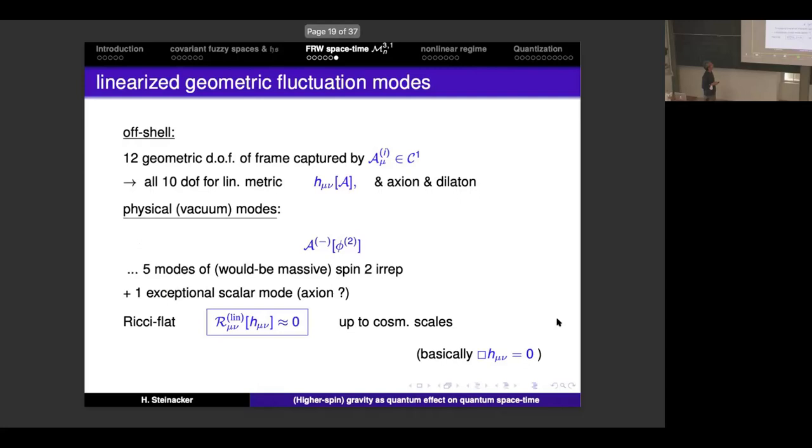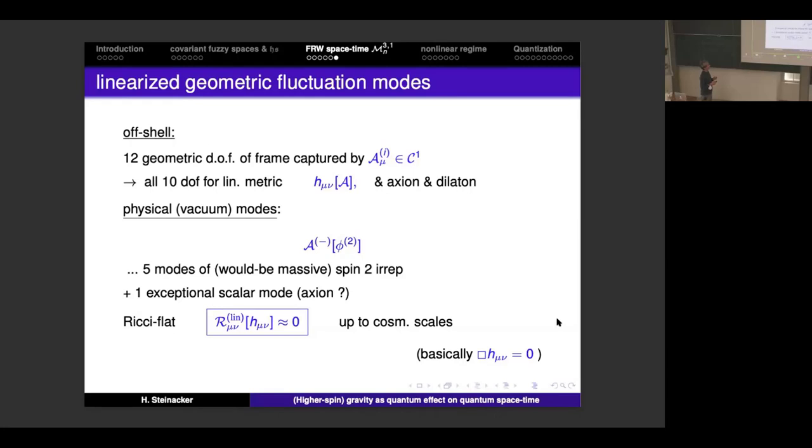Now, one more thing I will tell you about. The metric part is most interesting. So these are the metric fluctuations. Let's look at the linearized metric fluctuations. It turns out you have, off shell, all 10 degrees of freedom for the most general metric fluctuation. So that's good. And in fact, you have two more which seem to correspond to axion and dilaton. So that seems to be the geometric degrees of freedom that you find here.